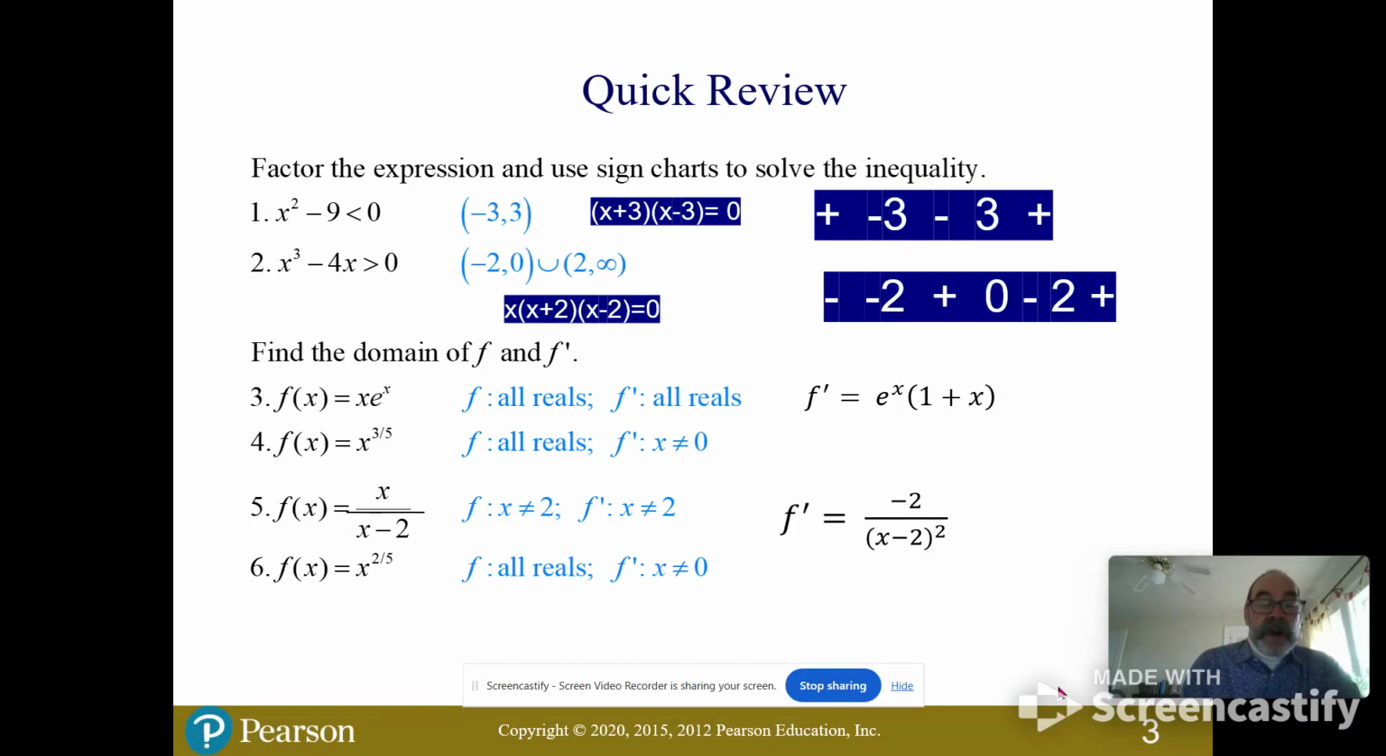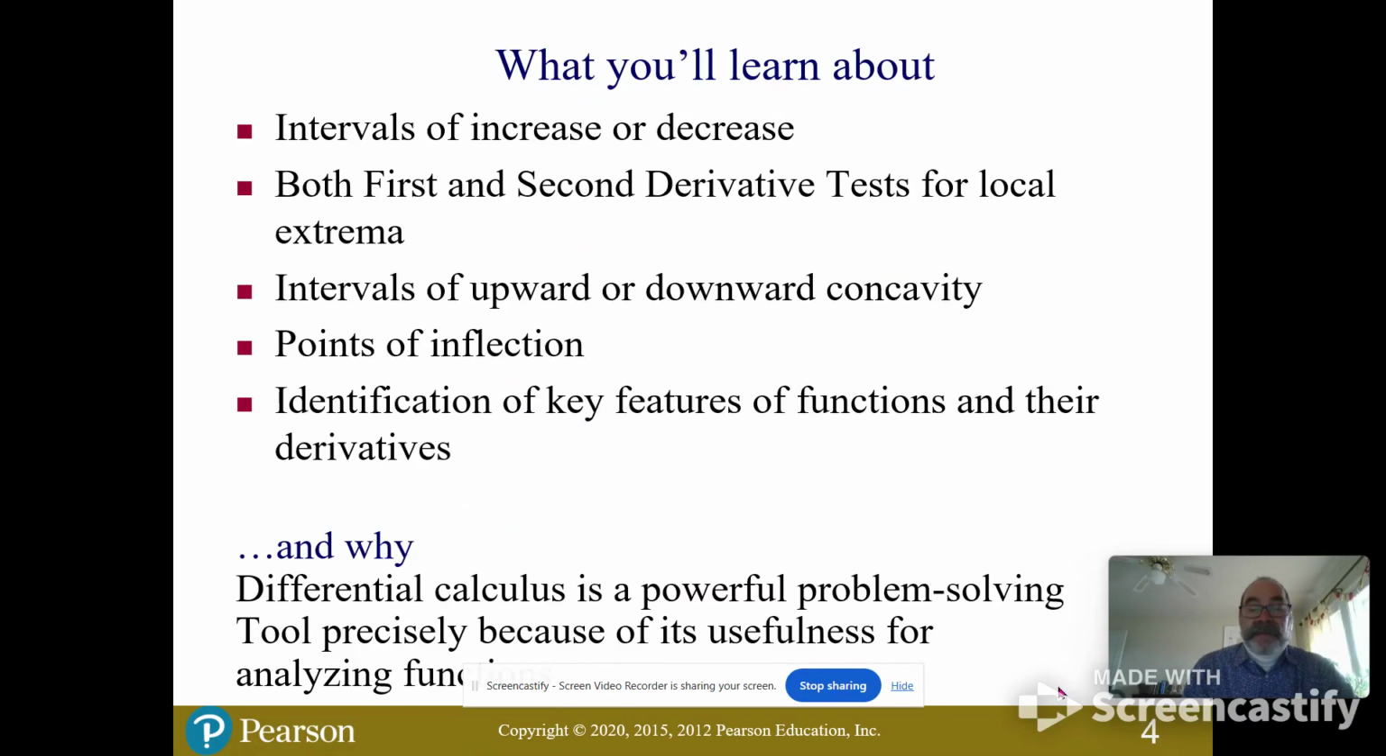Okay. Number 4, we can put any number we want into the original function, but when you do the derivative, it cannot be 0 because then you would be dividing by 0. So that's no good. Number 5, the domain is all real numbers except where x equals 2 because you're dividing by 0 there. Same with the first derivative. You can see it. X minus 2, the quantity squared, by using the quotient rule. And on the bottom there, we had the same thing. And number 6 is just like number 4 in terms of finding the domain of the function and the derivative.